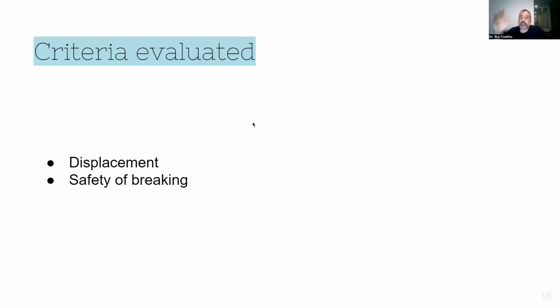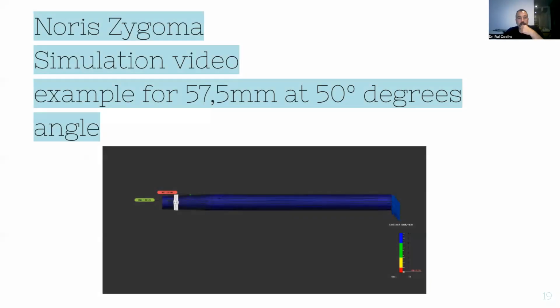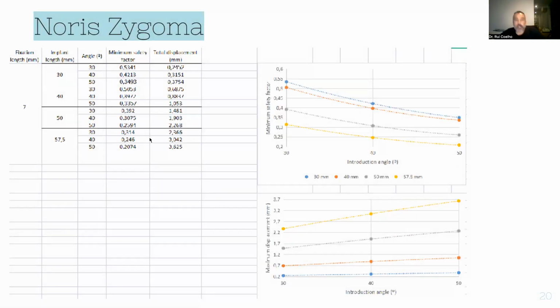So what criteria do we evaluate? We evaluate displacement. Displacement is micro movement, how much it displaces, okay? The micro movement that is induced, and safety of breaking, okay? From a certain point, it has a tendency to break. So this is our simulation, okay? And we have used 50 degrees. We have done it at 30, 40 and 50 degrees. And this is the result.